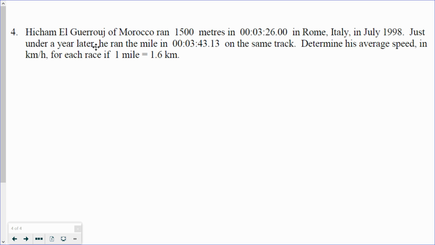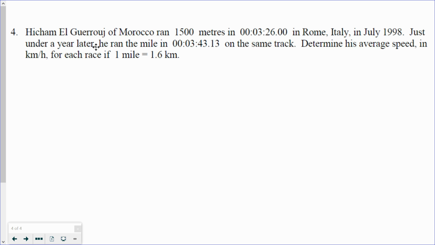So a man from Morocco ran 1,500 meters in 3 minutes and 26 seconds in Italy in July 1998. Under a year later, he ran the mile in 3 minutes 43.13 seconds on the same track. Determine his average speed in kilometers per hour for each race if 1 mile is equal to 1.6 kilometers.